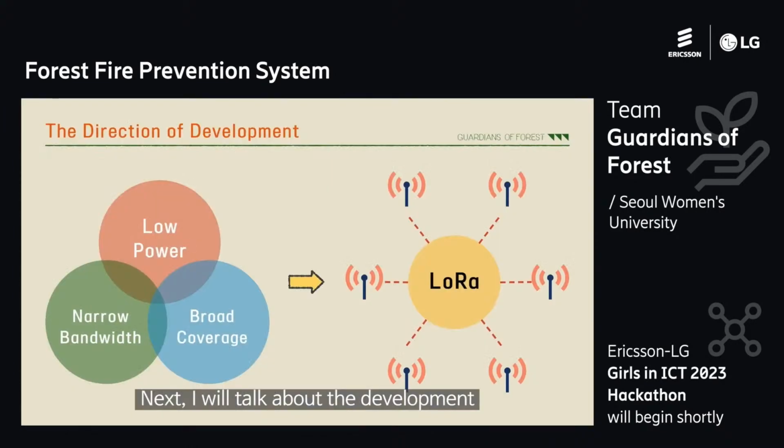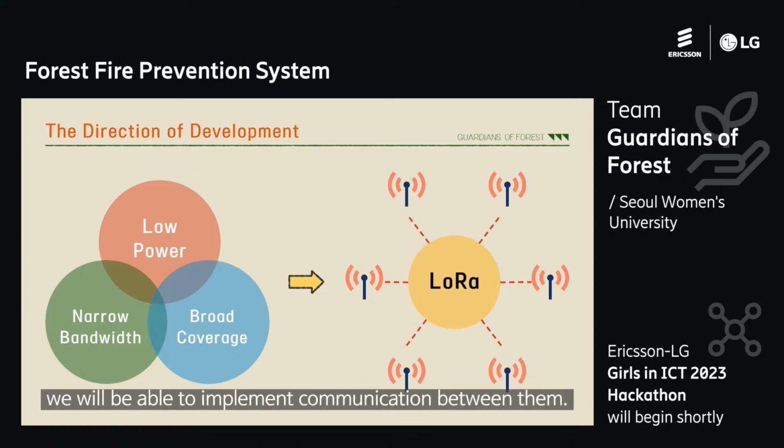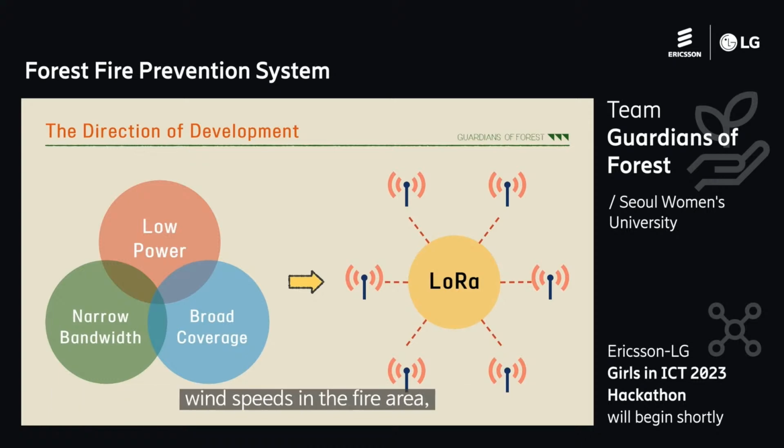Next, I will talk about the development direction of our service. We have implemented one Fairy device, but if many of these devices are installed, we will be able to implement communication between them. This communication system, combined with prediction of fire range and wind direction and wind speed in the fire area, will reduce the scale of forest fire damage.